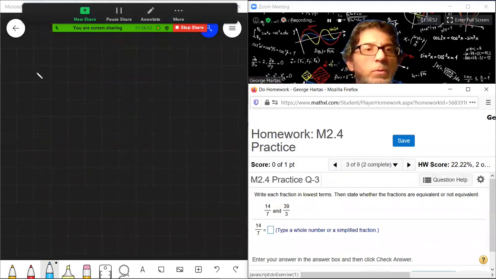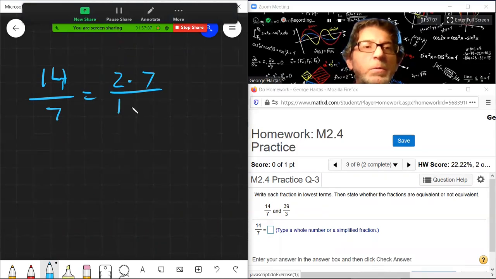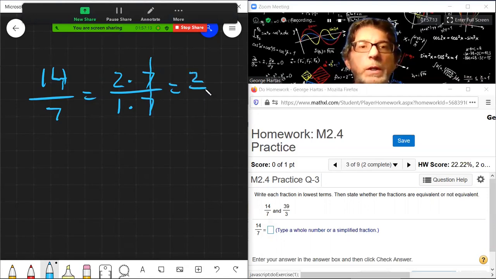All right, so 14 over 7. So 14 is the same as 2 times 7. 7 is the same as 1 times 7. The 7's cancel, and we have 2 over 1.